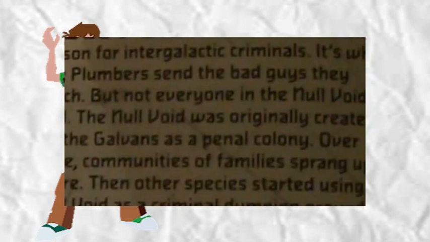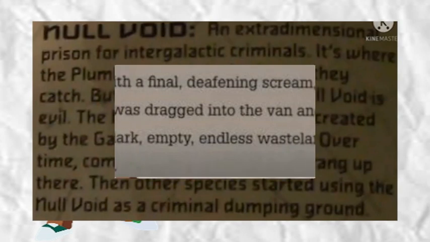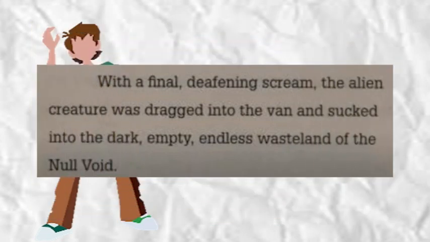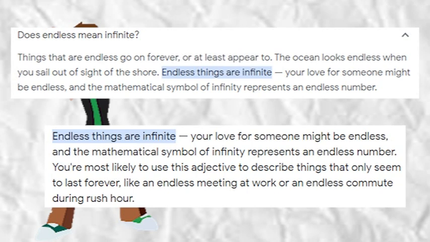Null Void. An extra-dimensional prison for intergalactic criminals. It's where the Plumbers send the bad guys they catch. But not everyone in the Null Void is evil. The Null Void was originally created by the Galvans as a penal colony. Over time, communities of families sprang up there. Then other species started using the Null Void as a criminal dumping ground. Null Void is also stated to be empty and endless, and depending upon the context, endless could also mean infinite.